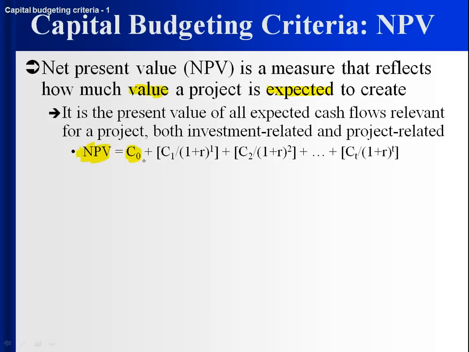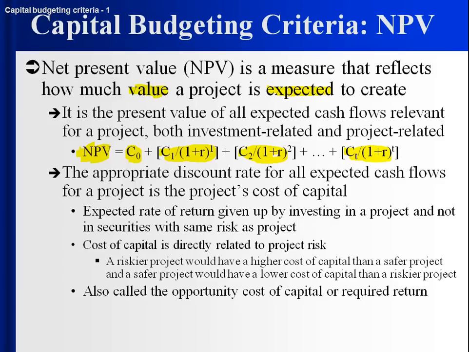So you've got cash flow today, cash flow in 1 year, 2 years, all the way out for however long the project goes, and the project can go forever and ever, potentially, and you add them up. Anyway, we've got expected cash flows that we need to discount, and what do we discount them by? The rate that we use to discount them by is the project's cost of capital.